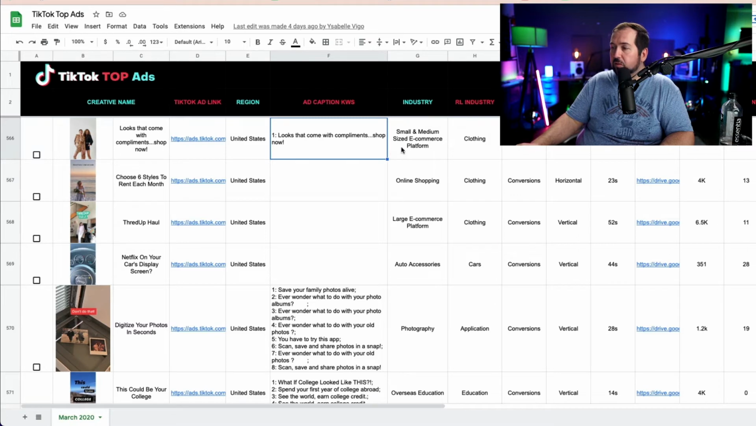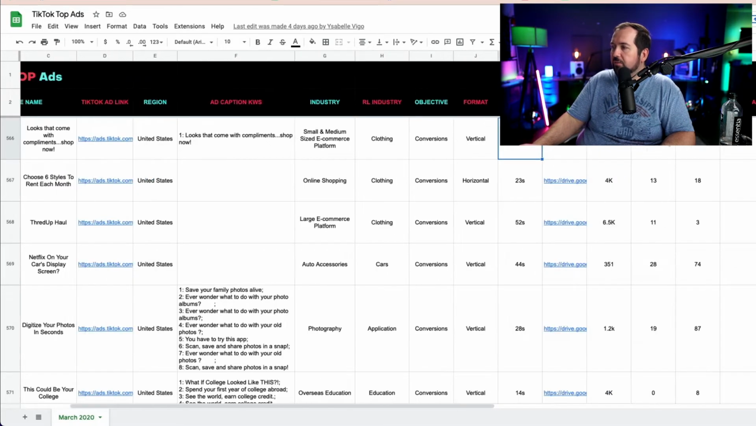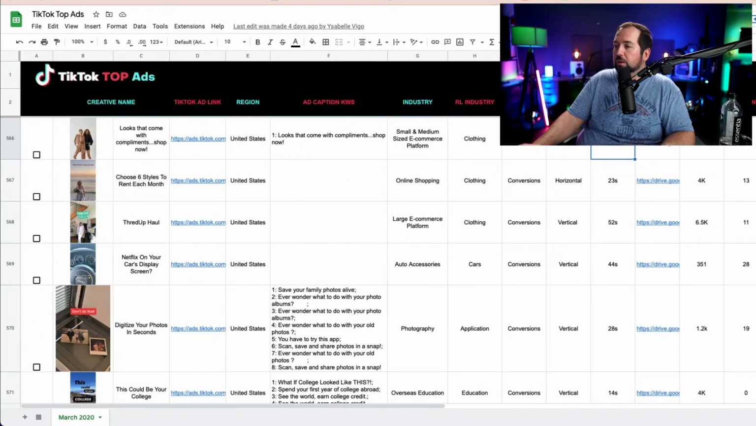the industry, you know, the real life industry, because we have the industry from TikTok as far as the category. And then I have what I call the real life industry. Like, what is it really like? Yes, this is small and medium-sized e-commerce, but it's really about clothing is what I'm talking about, along with the objective, the format, the duration, and then where you can download the videos themselves directly, and how many likes and comments and shares and so forth. So we've compiled over 600 different ads that have been doing really well.